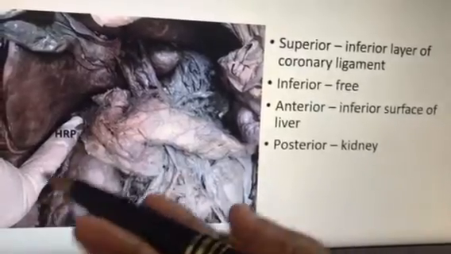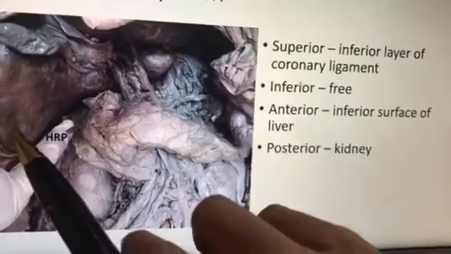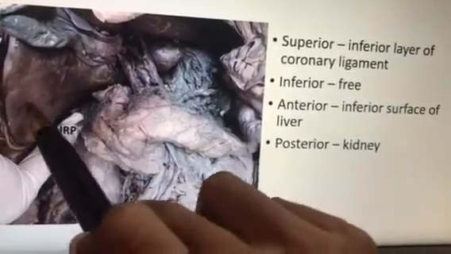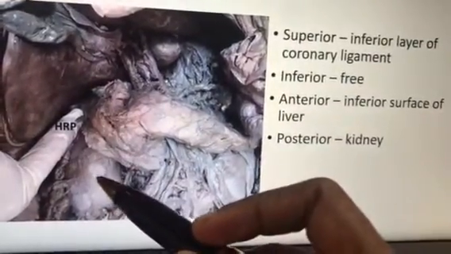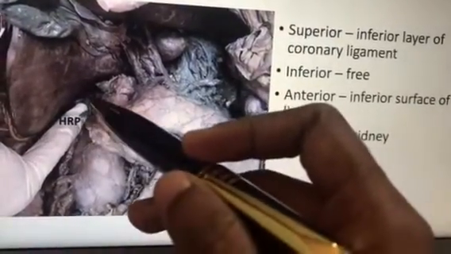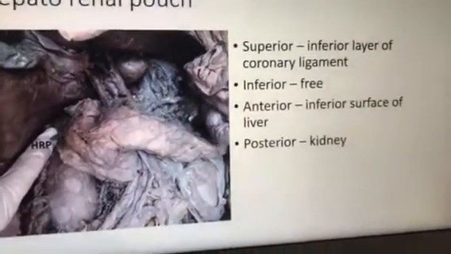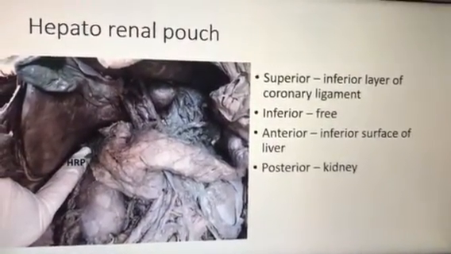And inferiorly, look at my finger, it is free, and anteriorly the inferior surface of the liver. Can you see the liver, inferior surface of the liver, and posteriorly I could see the kidney. So anteriorly you have the liver, posteriorly you have the kidney, superiorly the ligament is hindering me, and then inferiorly it is free. So this is the most dependent area, this is very important.